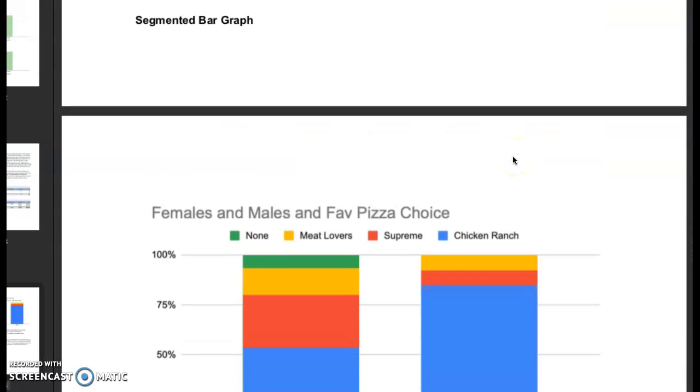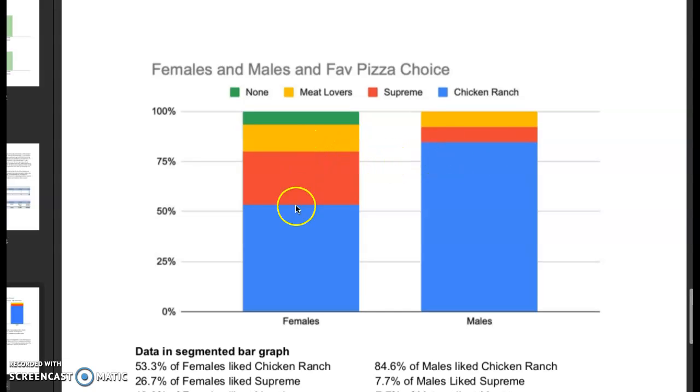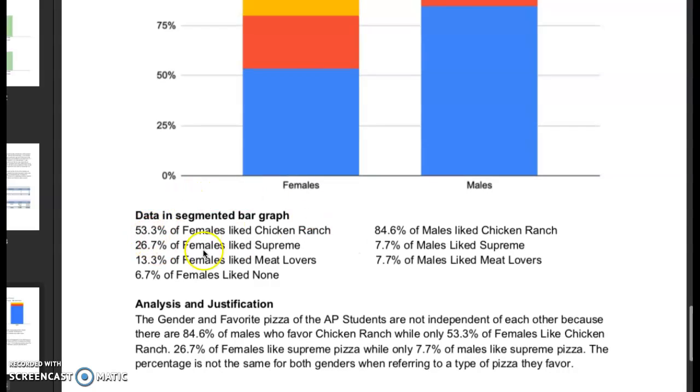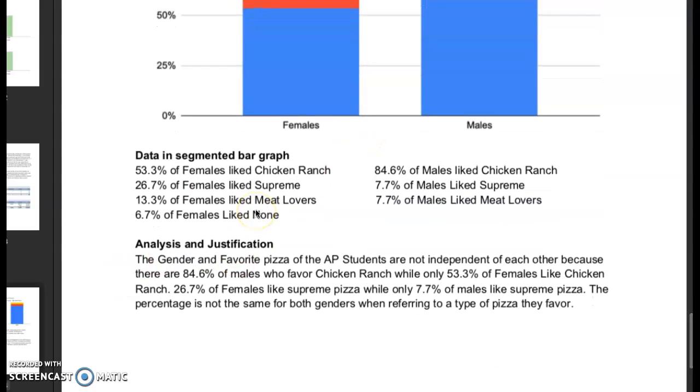Next, my segmented bar graph. All the flavors of pizza were separated in color by the percentage of which gender favored which flavor. Green means none, yellow means Meat Lovers, Supreme is red, and Chicken Ranch is blue. This is basically the data in the bar graph, but I'll go into my analysis and justification first.